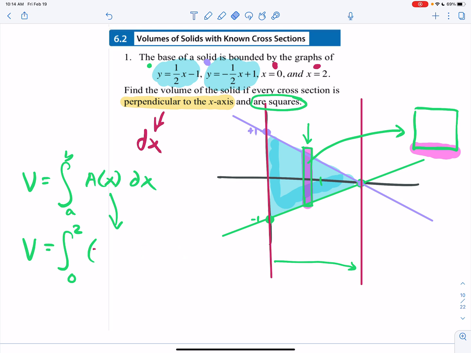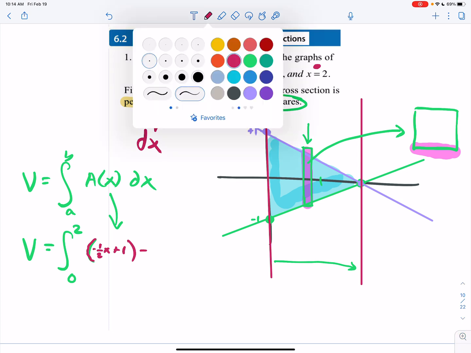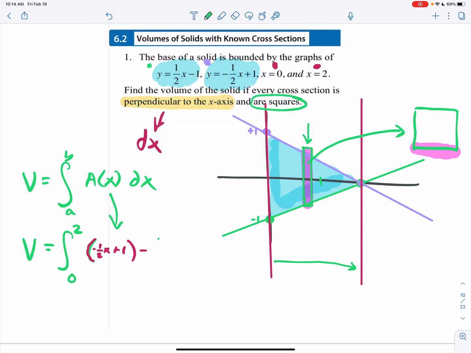I'll put more space here. It's negative 1/2 x plus 1 minus the top, which is the bottom, 1/2 x minus 1. All of that is being squared. Top minus bottom gives you the length of that one side. And since it's a square, it's something squared, dx.